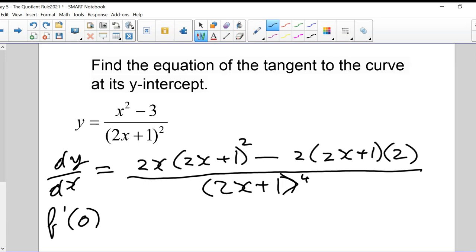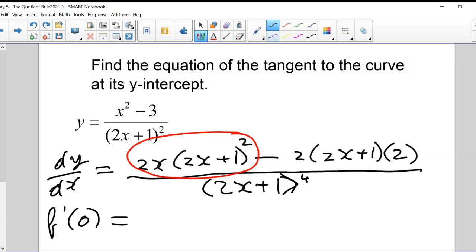If it says the y-intercept, I know that for the y-intercept to be the y-intercept, it must be where x is equal to 0. So I'm just going to plug 0 into the derivative because that's where I want to find the tangent. So I'm going to go ahead and plug 0 into this. Well, guess what? This whole thing here becomes 0, right? Then the second one, you're going to have a 0 here.